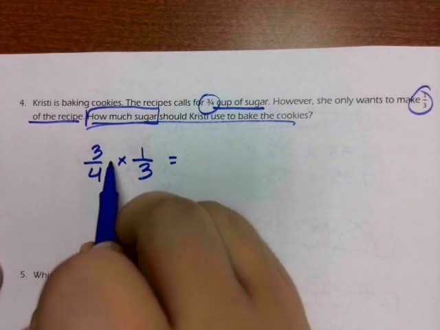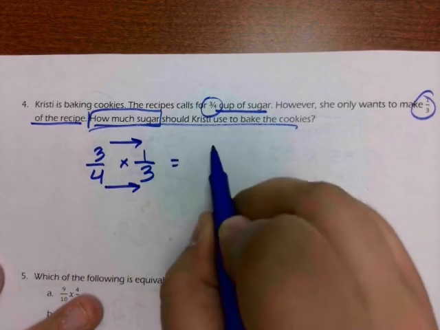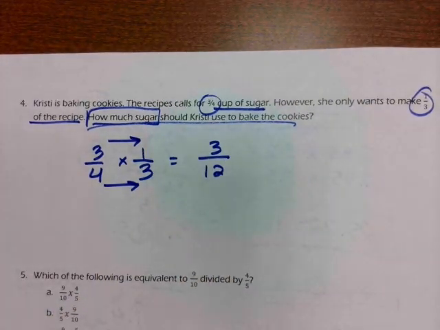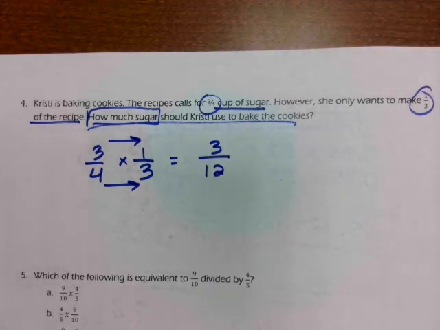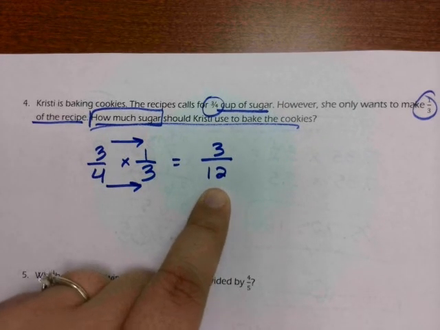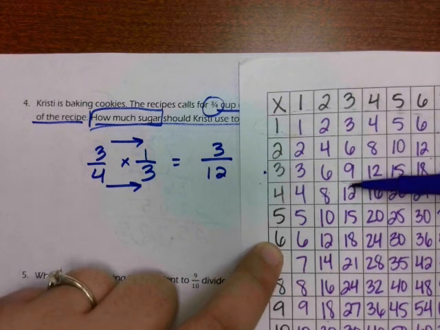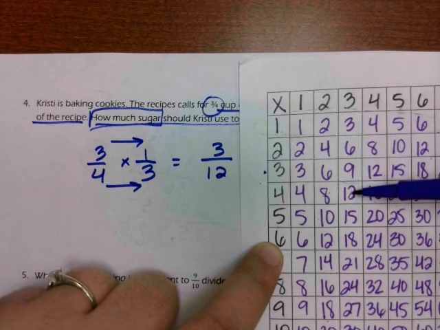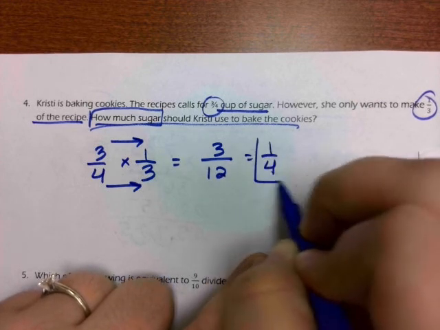Multiplying fractions, I do not keep change flip, I just multiply straight across. So 3 times 1 is 3, 4 times 3 is 12. Now remember, whenever we're simplifying fractions, I do suggest that you use your multiplication chart if you need the extra help. This one does have a common factor of 3, but if you cannot see that, we're going to go to our chart and we're going to find 3 and 12 in the same column. So 3 reduces to 1 and 12 reduces to 4. So 1/4 is my simplified fraction.